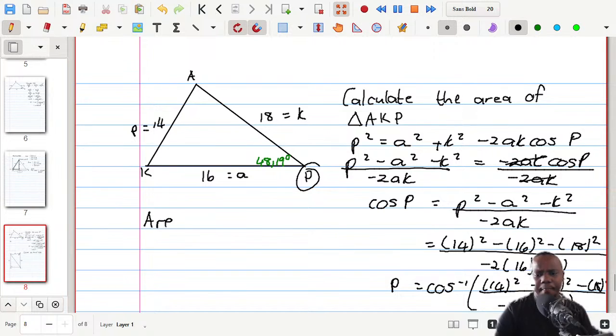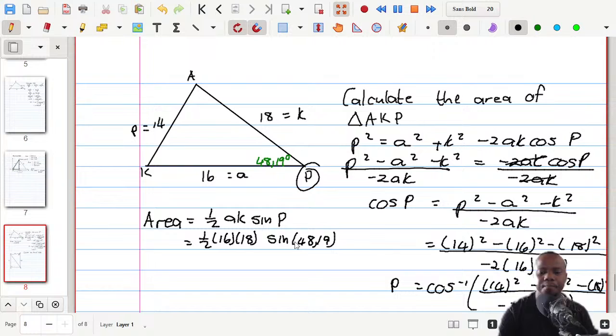So the area is going to be 1 over 2 of your two sides sine of included angle. Please take note of this. So this is 1 over 2 times 16 times 18 sine of 48,19. And if I type this into my calculator, I should get the area of this triangle. So just remember that the way you write the formula is quite important, because the angle that you are using must be your included angle.